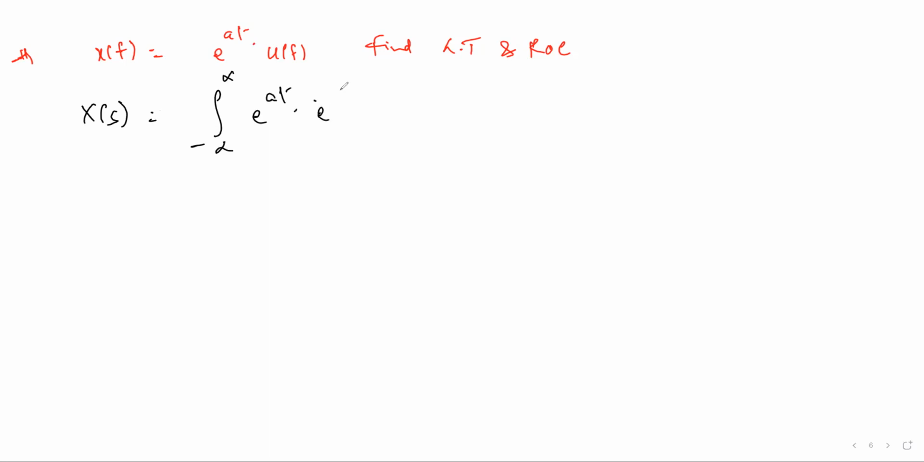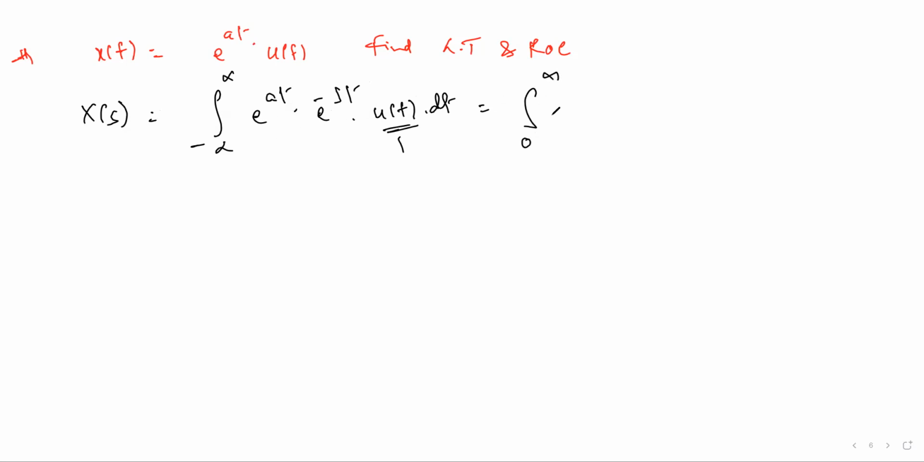If x of t is e power at u of t, find Laplace transform and ROC. So X of s in this case, what happens? Minus infinity to plus infinity, e power at, e power minus st. This u of t is there of course. So u of t value can be replaced with 1 over the limit 0 to infinity.